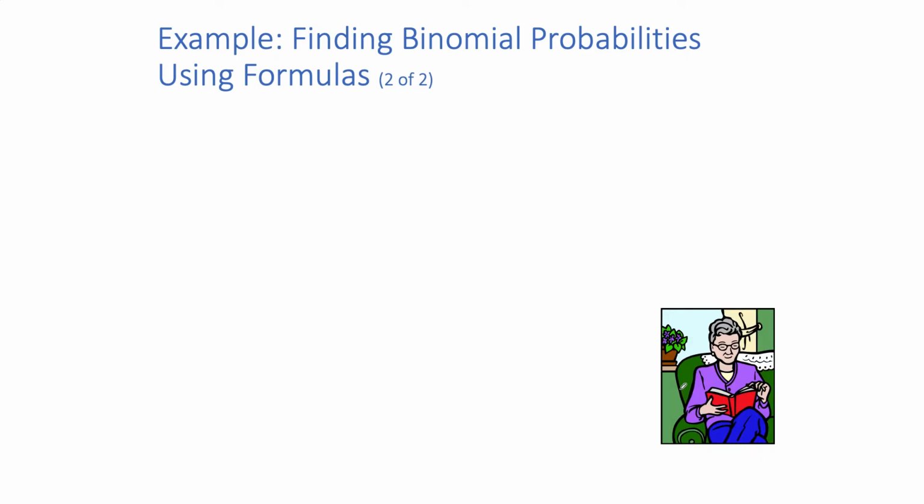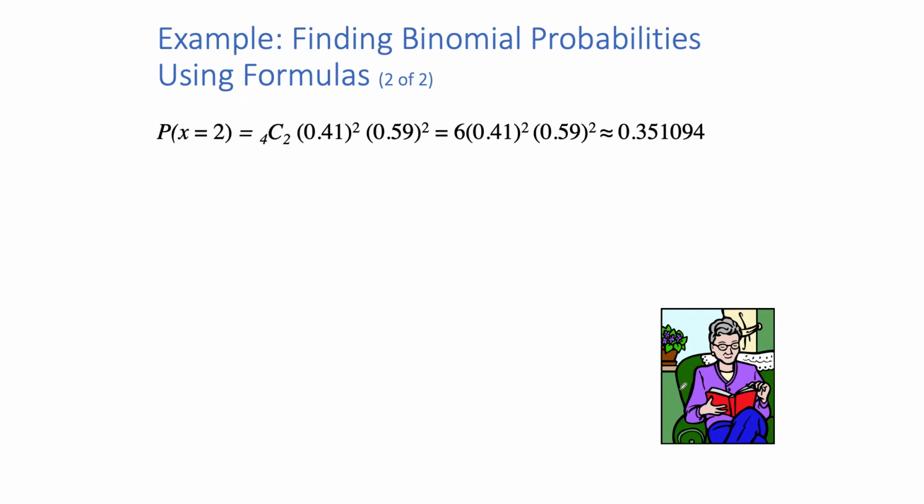Okay, so I apply the binomial probability formula. The probability that x is precisely 2 is nCx, 4C2, because n is 4 and x is 2, so 4C2 times p raised to x. P here is 0.41, raised to x, here 2, times q, which is 0.59, raised to n minus x, 4 minus 2, which is 2.